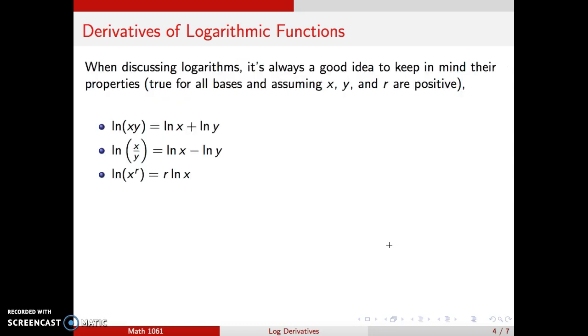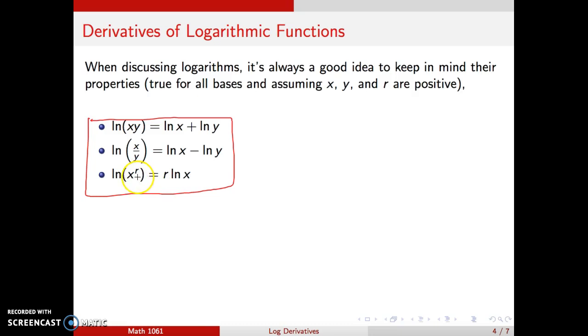When we're talking about logarithms, it's always useful to keep in mind their properties. These are the big ones to remember. The natural log of a product is the sum of the natural logs. Natural log of a quotient is the difference of the natural logs. So it's very much not linear. Sorry, I misspoke there for a second.